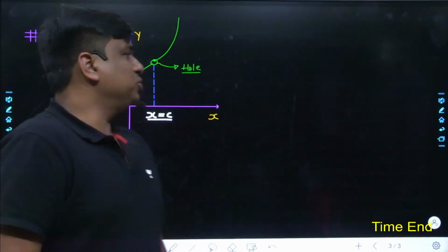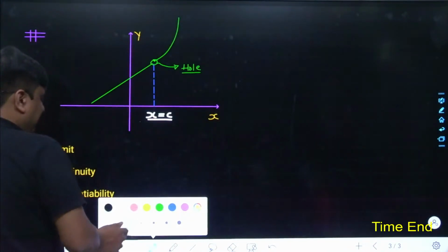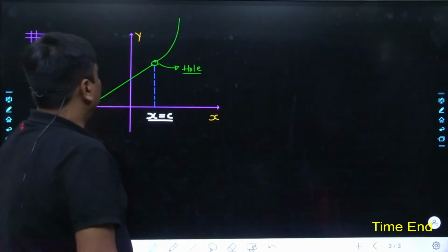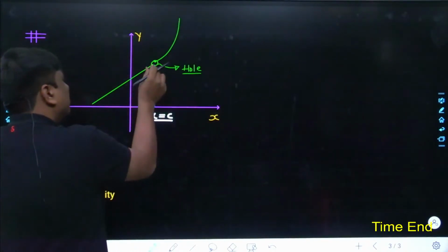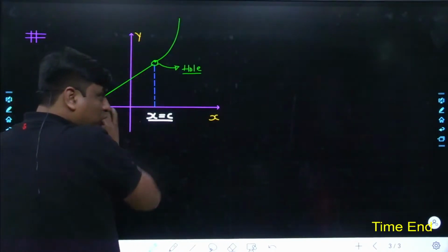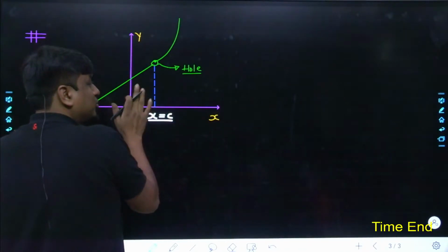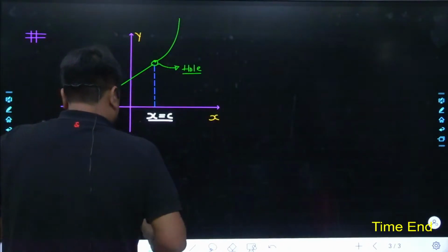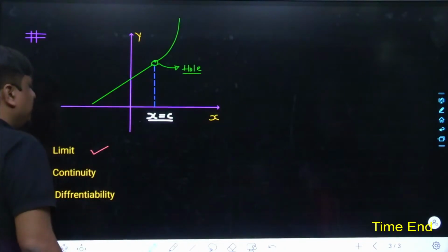I would like to know from each one of you, for at least this given function, what happens with the limit, continuity and differentiability at x equals c. What does that actually mean, limit? If you come from the left hand side and the right hand side, whether you are reaching the same point, yes sir, almost we are reaching the same point. You need not go to the exact x equals c. You just stop yourself at x equals c minus and x equals c plus, and in both cases you reach the same point. So if we focus on this function, obviously the limit does exist.